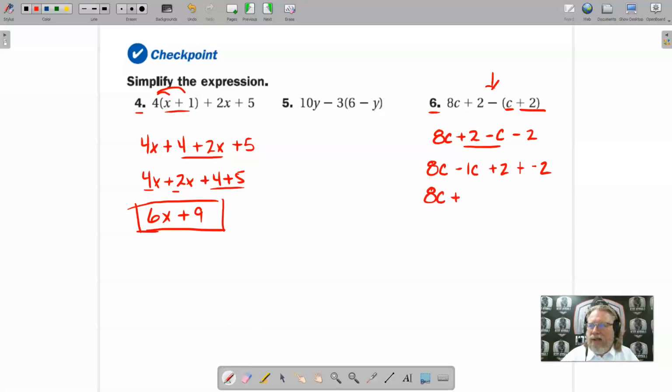8c, subtraction, change to addition, take the opposite of positive 1c, it's negative 1c, right? Then plus 2 plus negative 2. Now 8 plus negative 1, which is the same as 8 minus 1, is 7c, and these two, positive 2 and negative 2, are opposites, so they'll cancel each other out, giving me just 0, and I just end up with 7c is what that would simplify to.